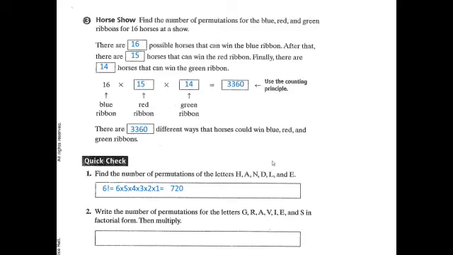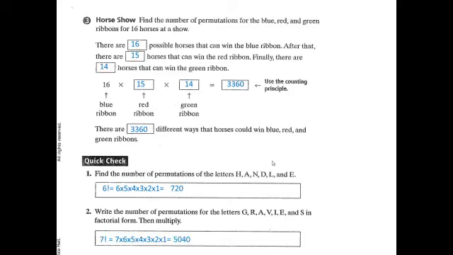Now we're going to write the number of permutations for the letters G, R, A, V, I, E, and S in factorial form, and then we'll multiply. There are 7 letters, so it would be a 7 factorial. So 7 times 6 times 5 times 4 times 3 times 1. I think I forgot to say times 2. Sorry about that. Go ahead and write that down and figure it out mathematically. Pause the video. Once you've done it, then you can check your answer. The correct answer is 5,040.